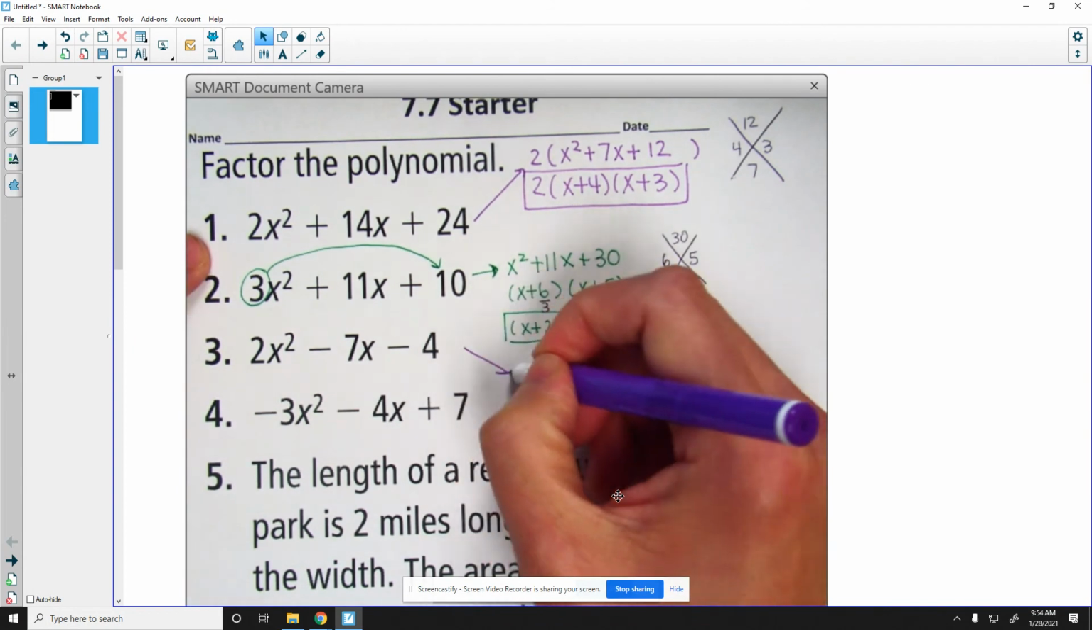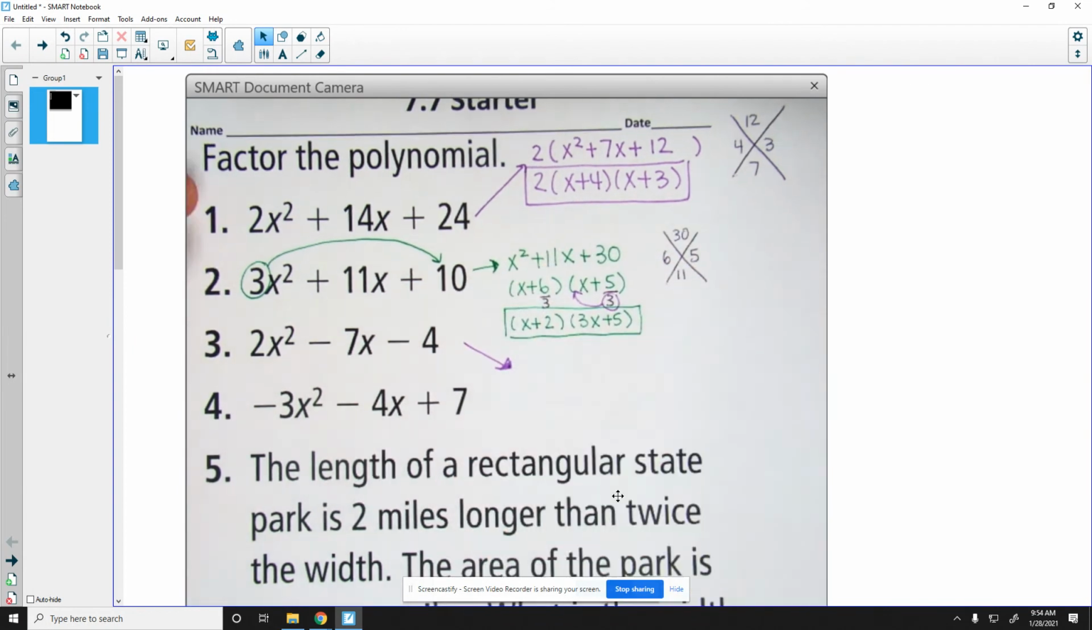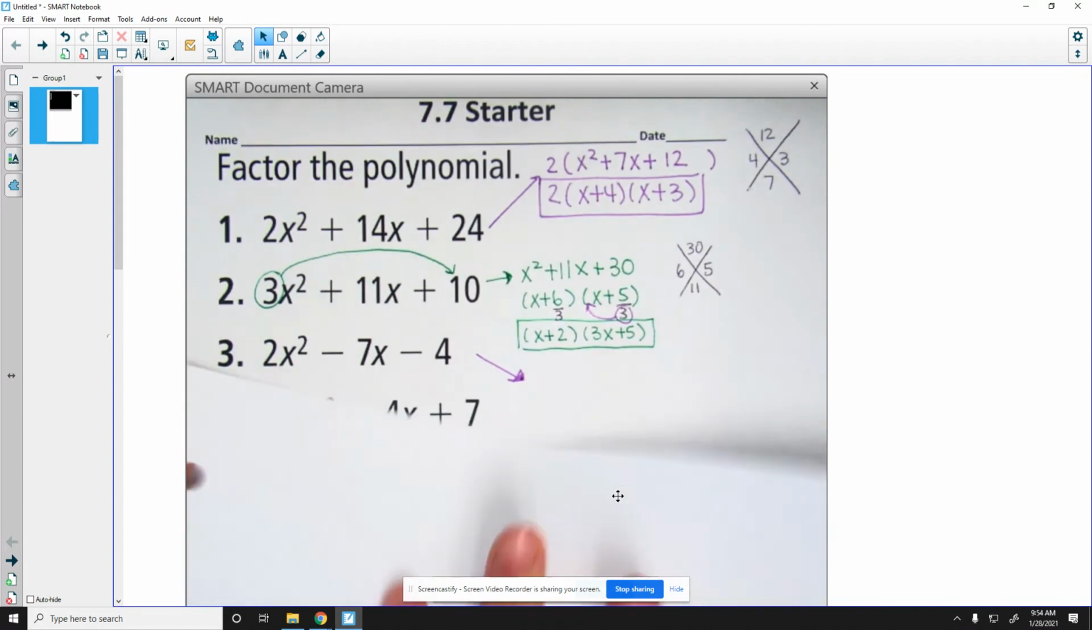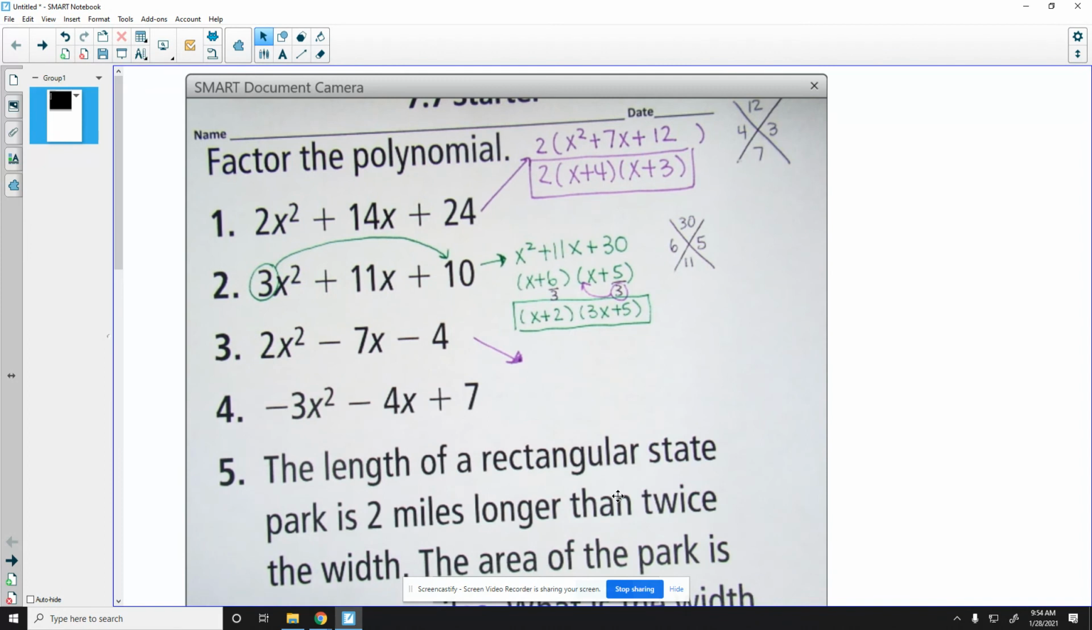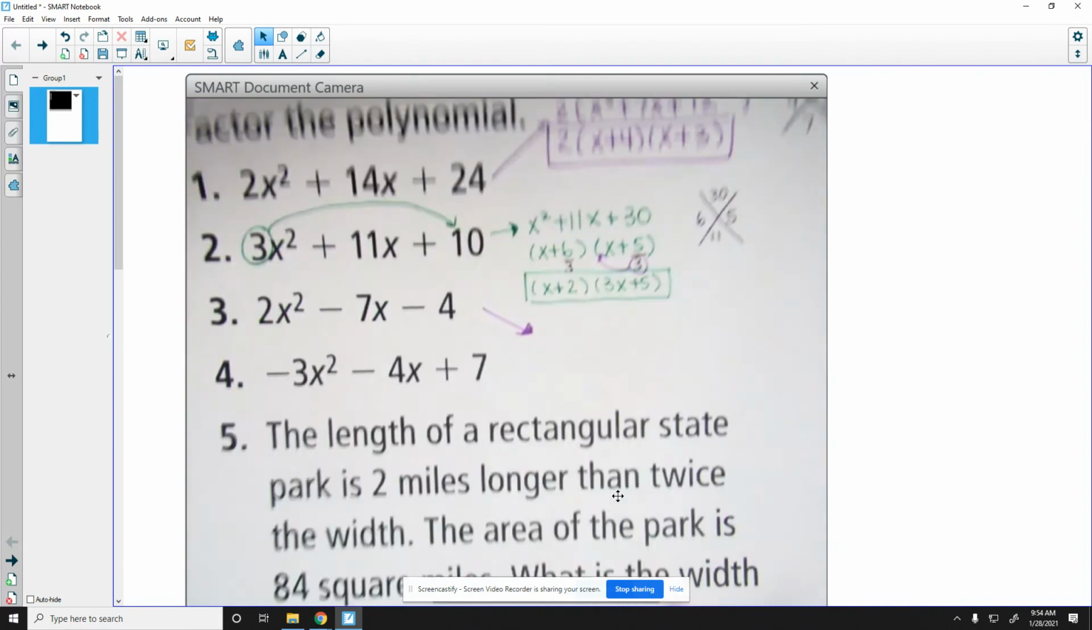Let's do this one. I'm going to do this down here. Okay, and then for number 4, I'll just fold up my paper so it'll be on the back. So it's okay. You'll have plenty of room. Okay.